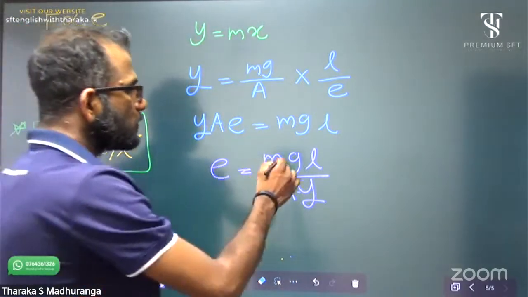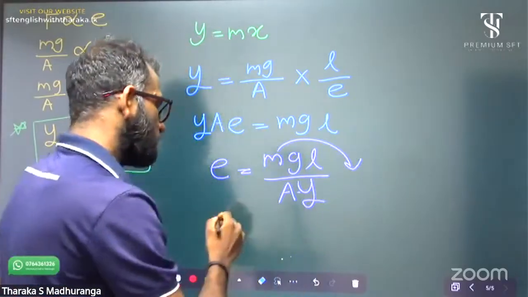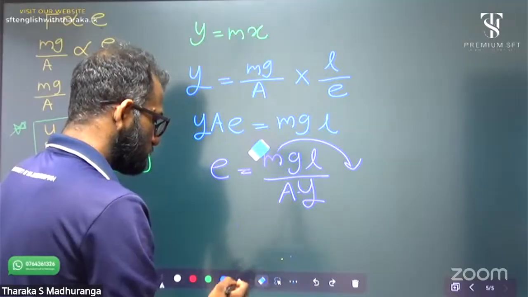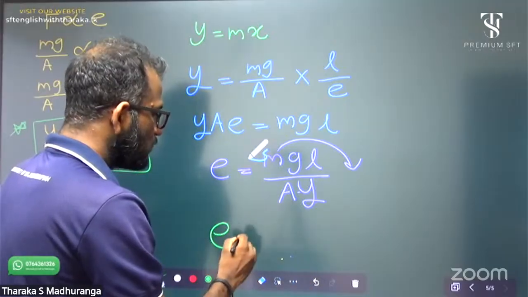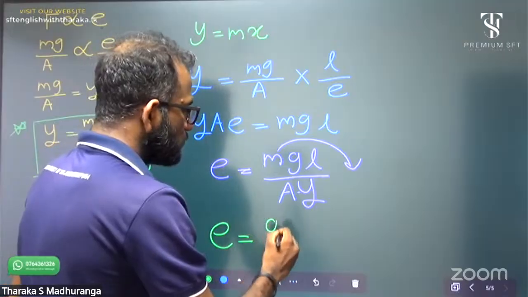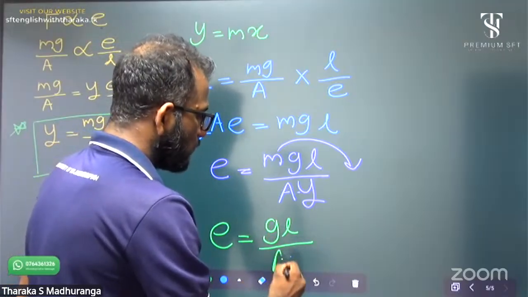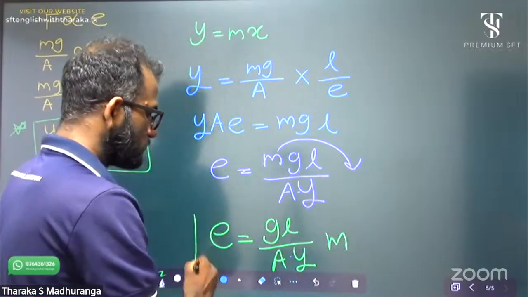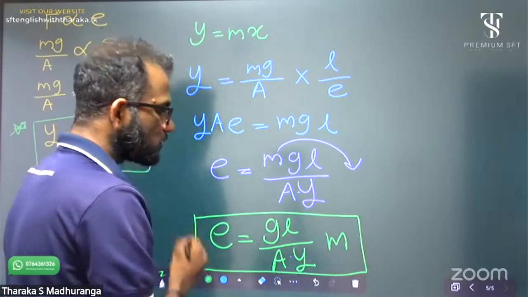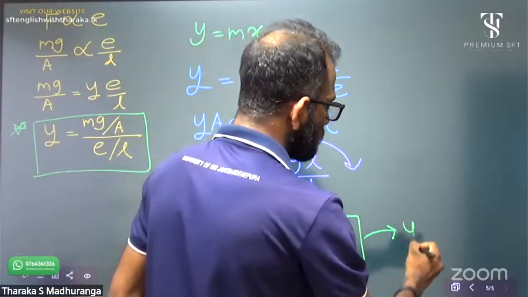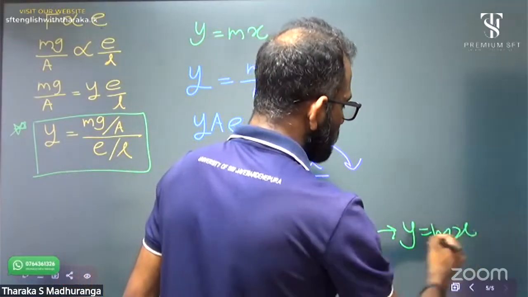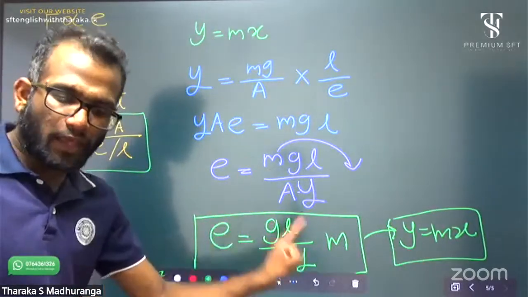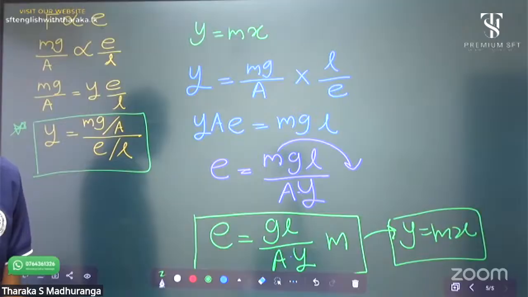Now I can bring this m to this side: e equals gL over A Young's modulus, into m. Now this equation is formed in y equals mx form. Are you clear?